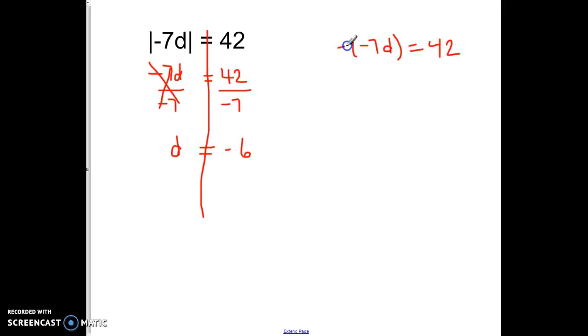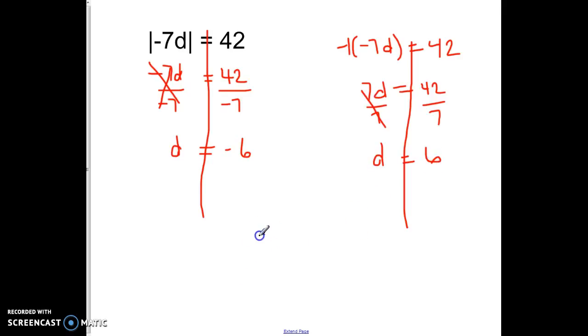And I need to remember to multiply it by a negative, or as Miss Johnson showed you in the video, you can squeeze that negative 1 in there. A negative times a negative becomes a positive. So this becomes a positive 7d equals 42. We're going to divide by 7 again. I forgot to split my equal sign here. So we are left with d equals positive 6. So in this case, our two answers are going to be negative 6 as well as positive 6.